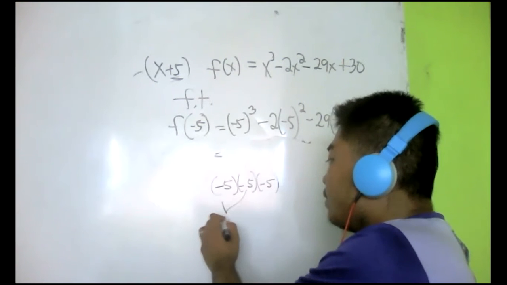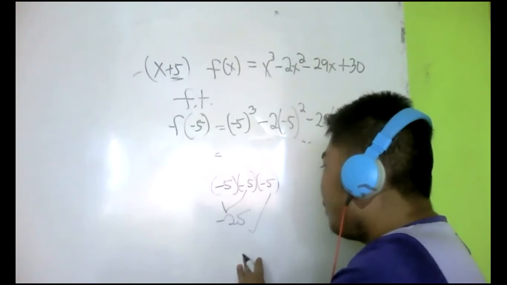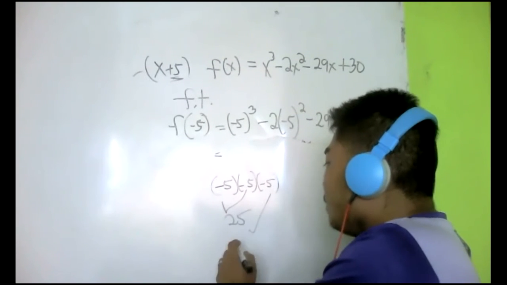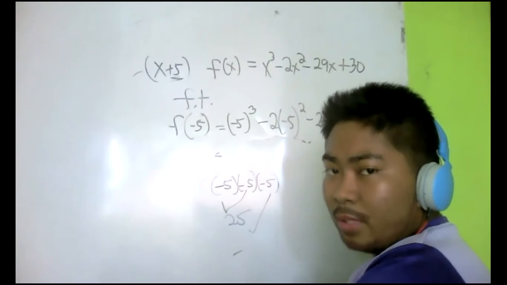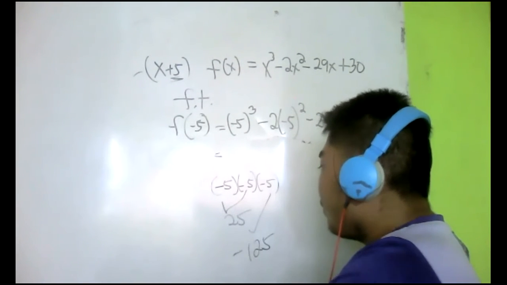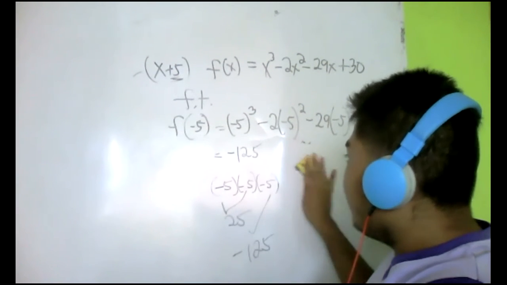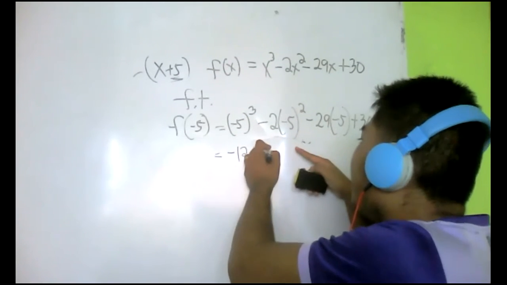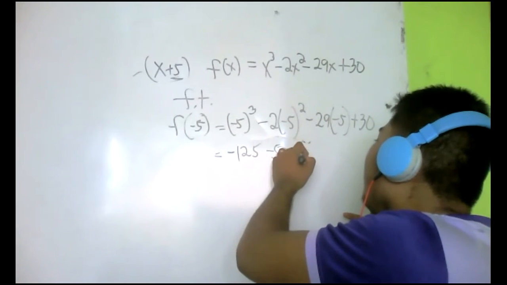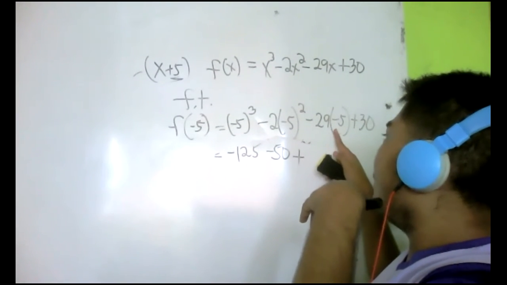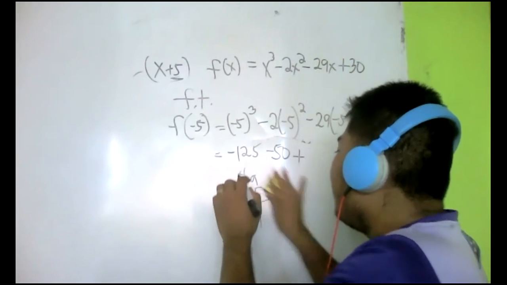So negative 5 times negative 5 is negative 25. Negative 25 times negative 5 is positive. This is positive pala. So this would be negative 125. Tama ba? Yes. That would be negative 125. And then, 25 times 2, that would be negative 50 or minus 50. Plus 29 times negative 5 or 29 times 5, that would be 95.